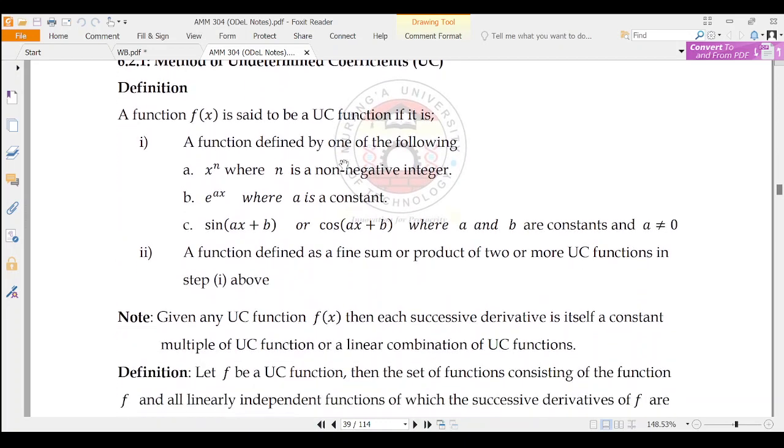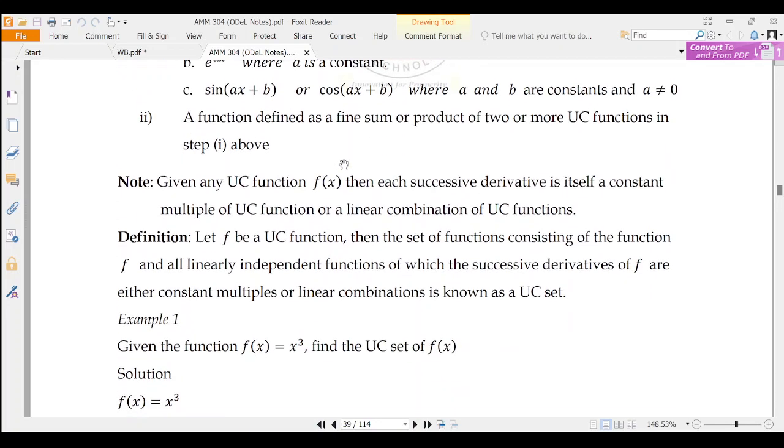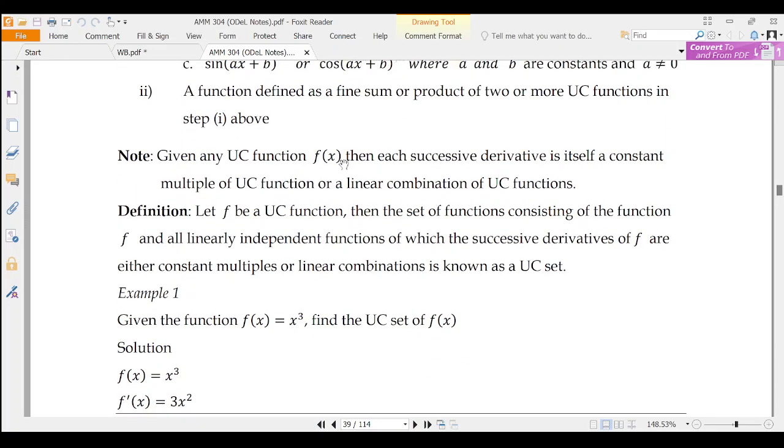Let's now look at another definition. Suppose that a function f of x is a UC function. Then the set of all functions that consist of the function f of x and all its linearly independent functions which are successive derivatives of the function is known as a UC set.